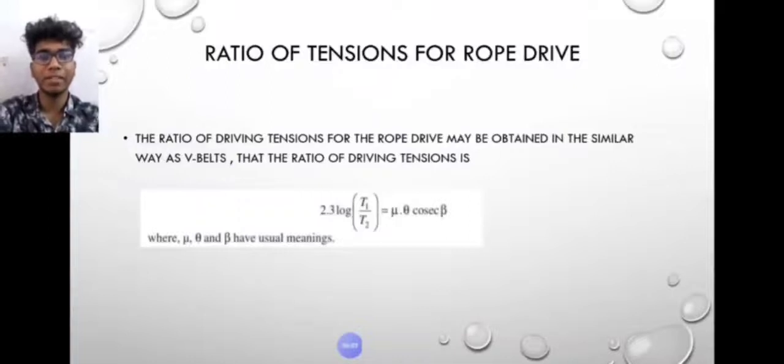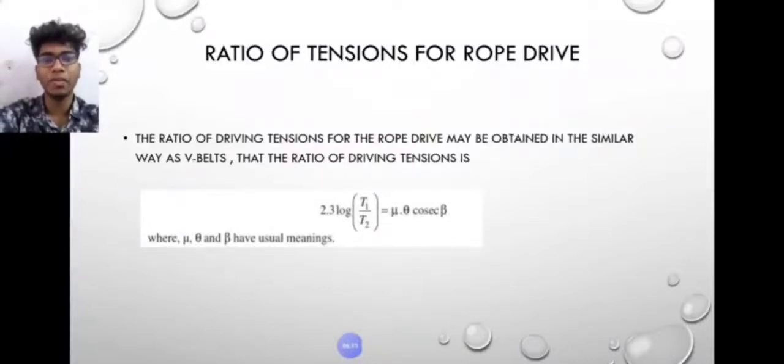Ratio of tensions for rope drive. The ratio of driving tensions for the rope drive is derived in exactly the same way as for the V belts. That is, the ratio of driving tensions for the rope drive is 2.3 log T1 by T2 equal to mu into theta cosecant beta, where mu, theta and beta have the usual meanings.